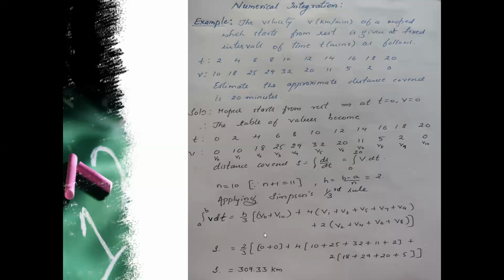Now substitute all the values of v, then simplify. The distance covered we get as 309.33 kilometers in 20 minutes. So that is how we apply Simpson's one-third rule to evaluate the numerical integration.